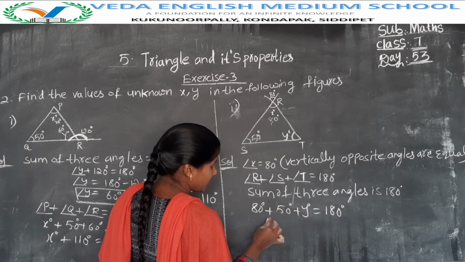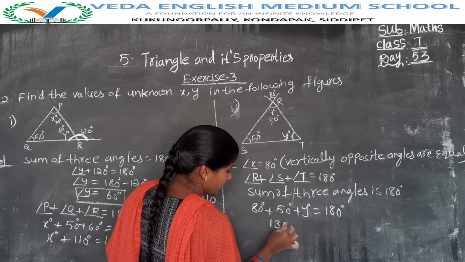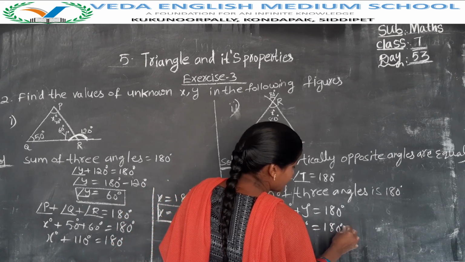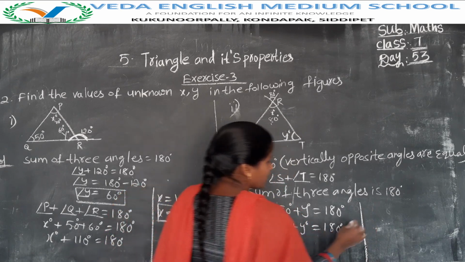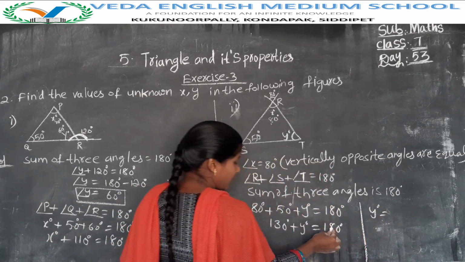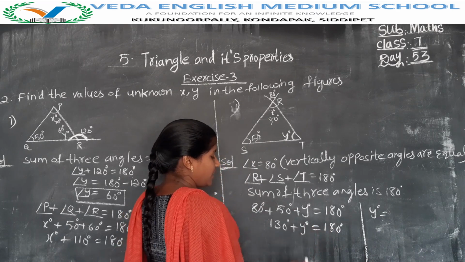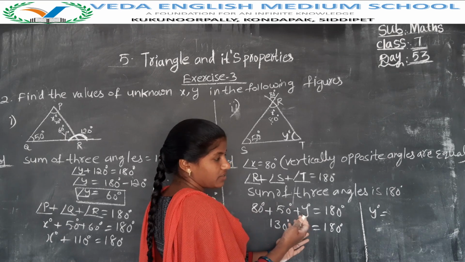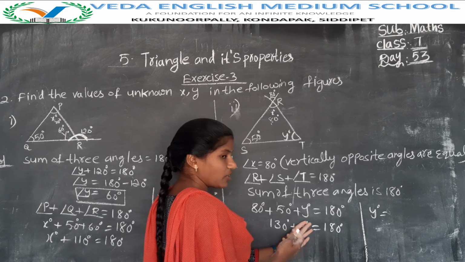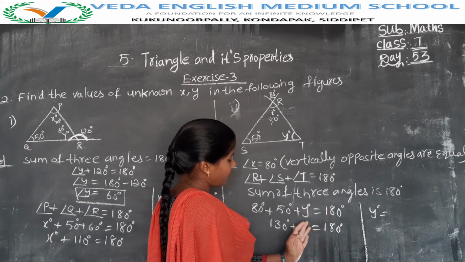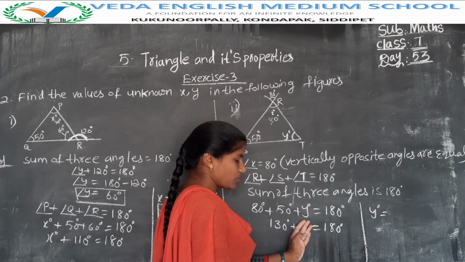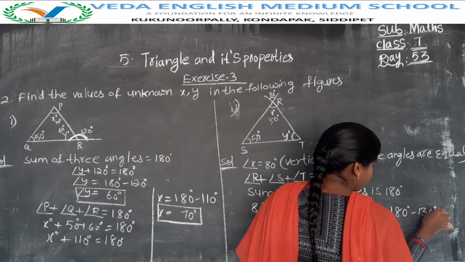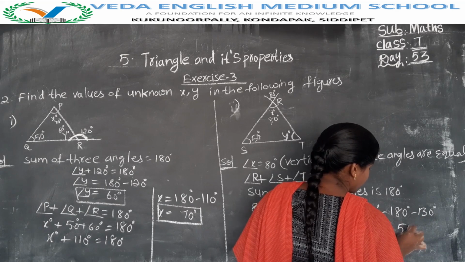So 80 plus 50 is 130 degrees. 130 degrees plus y degrees is equal to 180 degrees. Here we need to find the value of y. So y degrees is equal to 180. Only y, write y on the left hand side, send remaining all to the right hand side. Y ని ఒకదాన్ని మాత్రం left side లో ఉంచి మిగిలినవి right side కి పంపించండి. So if only y is there, what do you have here? 130. So send that 130 to that side. 180 minus 130, y is equal to 50 degrees.